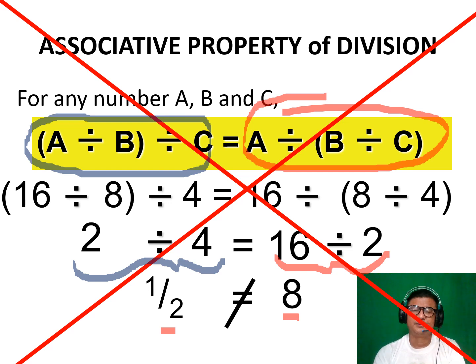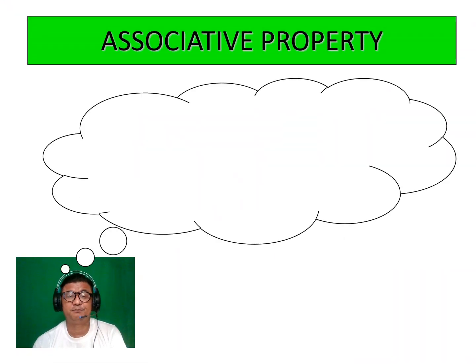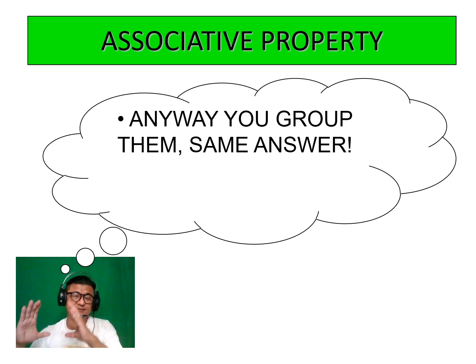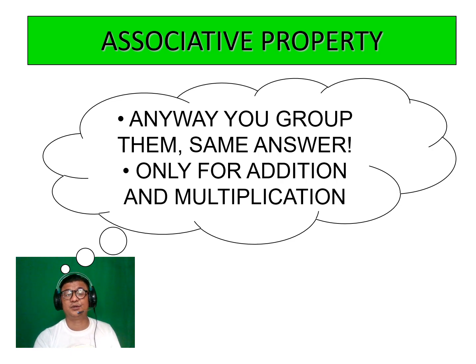Wow. So now, let's proceed to our conclusion. Associative property only works any way you group them. Look at my hand. Any way you group them, you'll get the same answer. So it only works for addition and multiplication. Again, follow me. Associative. Say it. Associative only works for addition and multiplication. All right, that's the second property, associative. Now, let's move on to the third property.